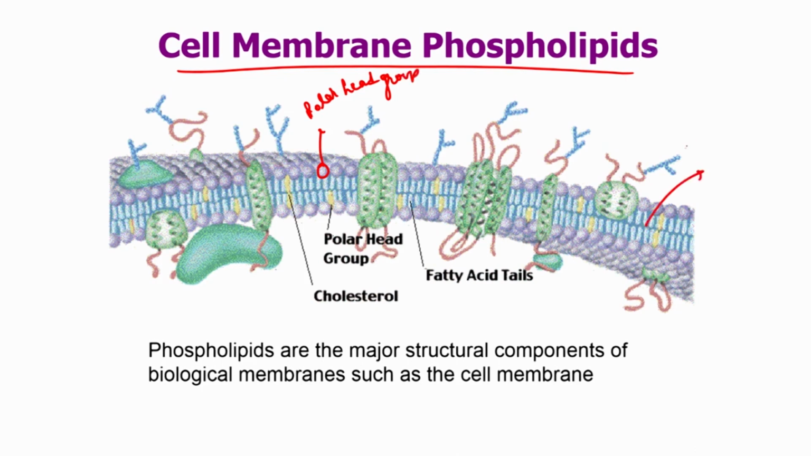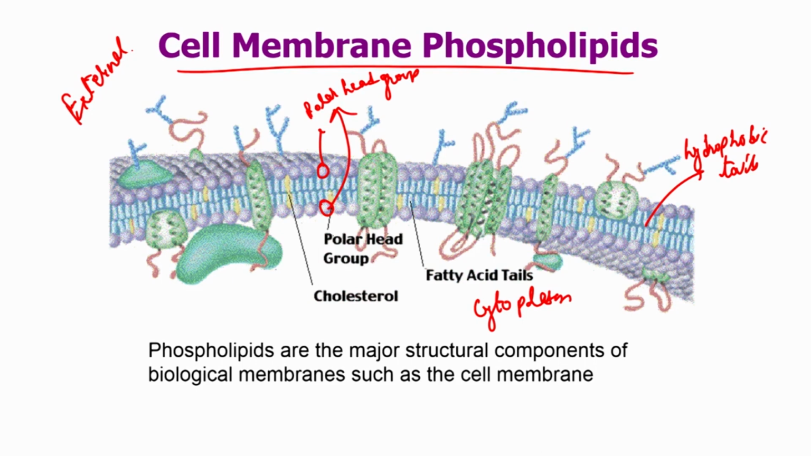You have these hydrophobic tails, and again there is another polar head group, and then this is where the cell cytoplasm is, and this is what you have external.